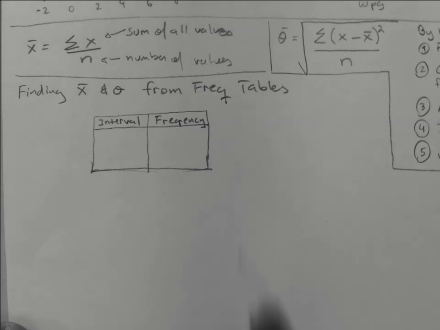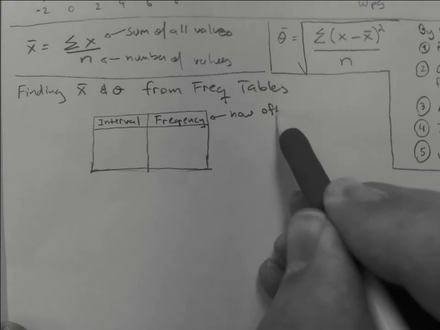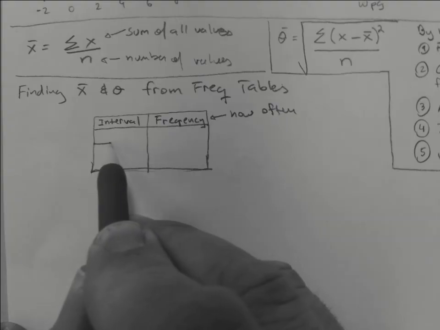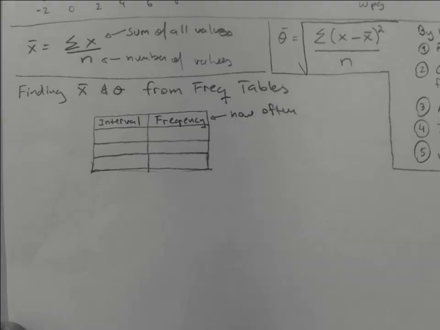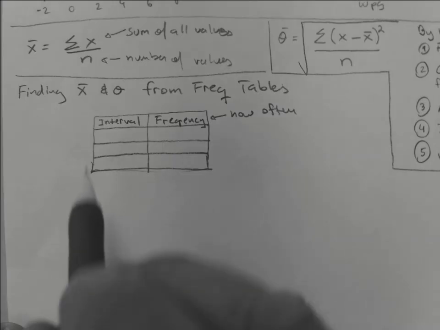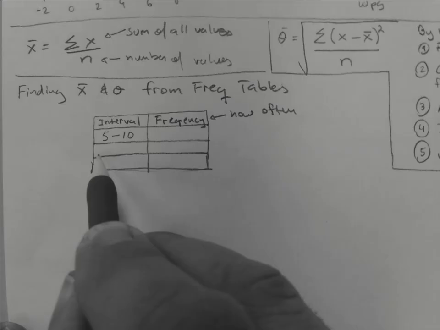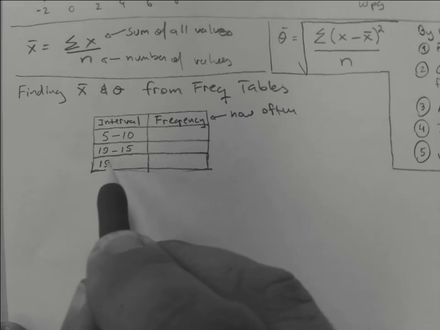Frequency means how often. How often does that happen? And I will just make 3 rows. That's all I'm going to do here. And I will use very easy numbers. So let's say you have from 5 to 10, and then you've got 10 to 15, you've got 15 to 20.